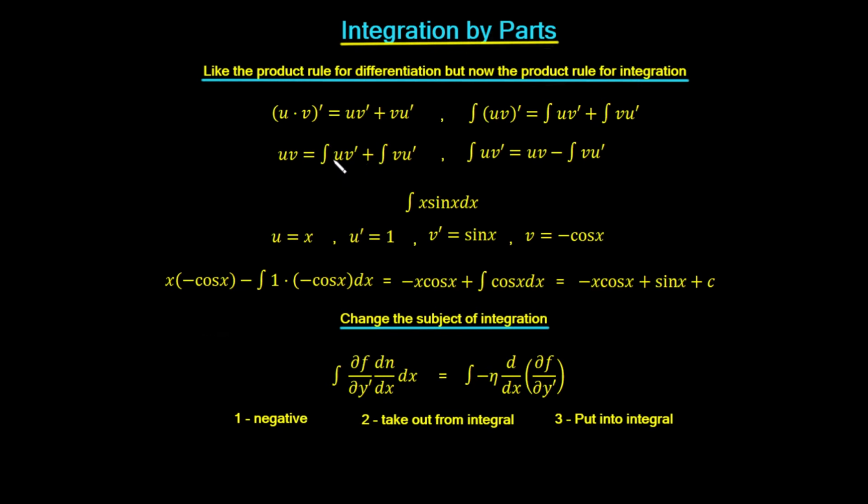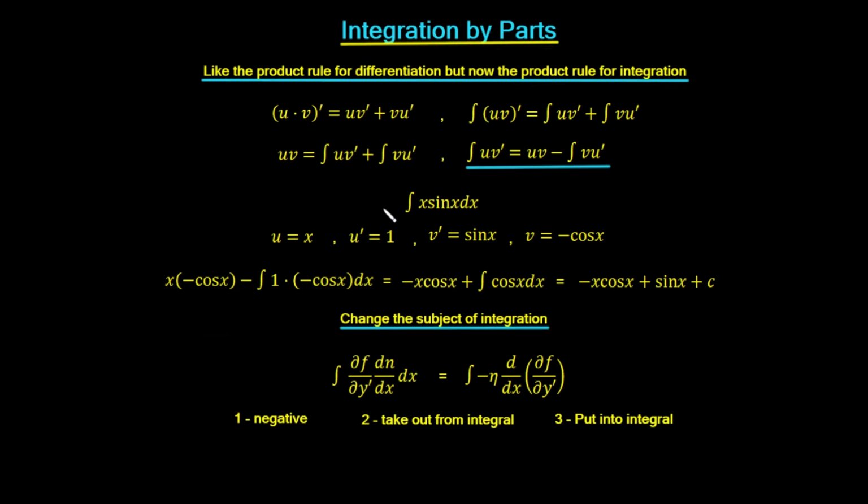Now what we're going to do is take this term over and take this term over here. So that's going to give us the integral of u v derivative is equal to u times v minus integral v u derivative. So this here is our equation for integration by parts. So this is how we do the integration by parts, and we're going to go through an example of using this down below.